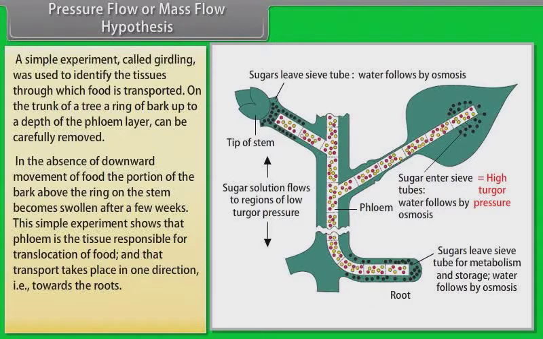This simple experiment shows that phloem is the tissue responsible for translocation of food, and that transport takes place in one direction, which means towards the roots.